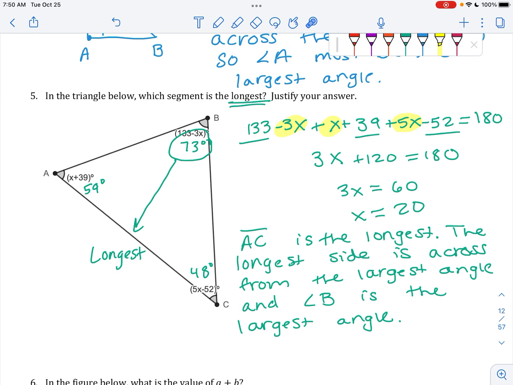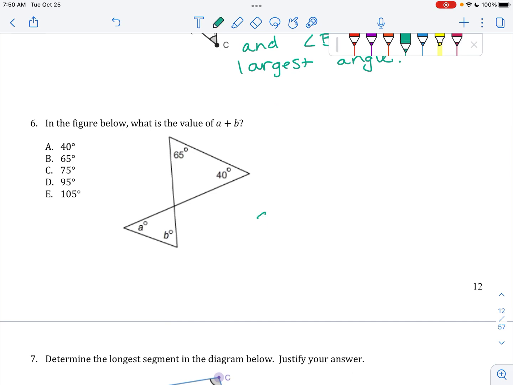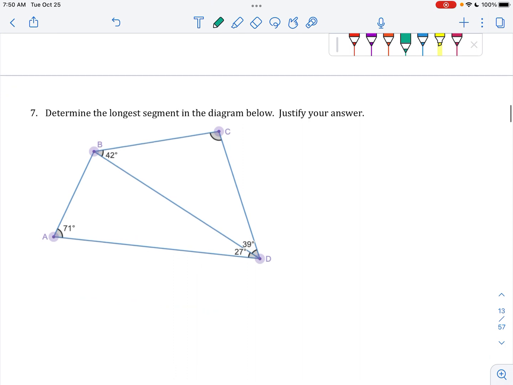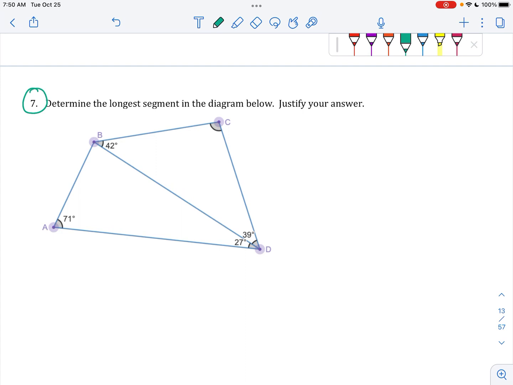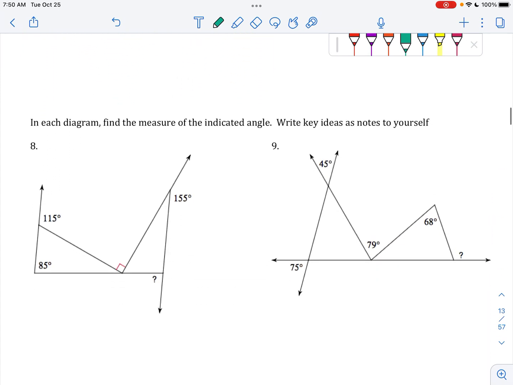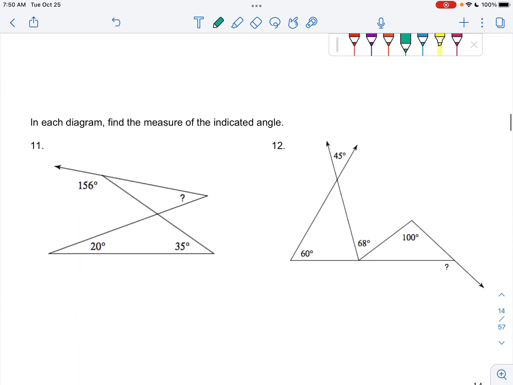All right, at this point, you are going to go ahead and skip question 6. And you are going to give question 7 a try, and you're going to go on from there, starting with question 7, and then you're going to practice some of your angle relationships in the following problems.